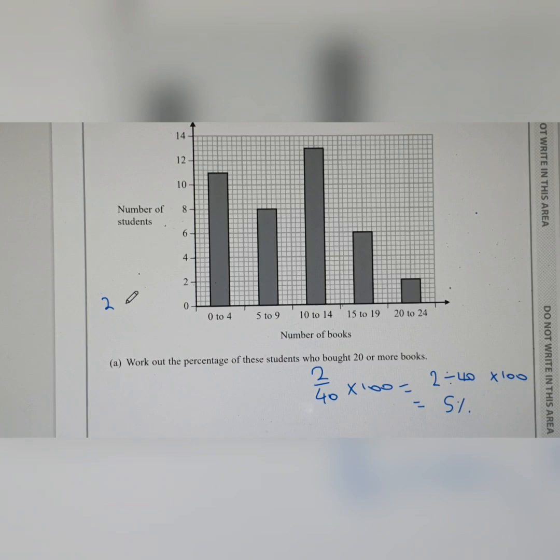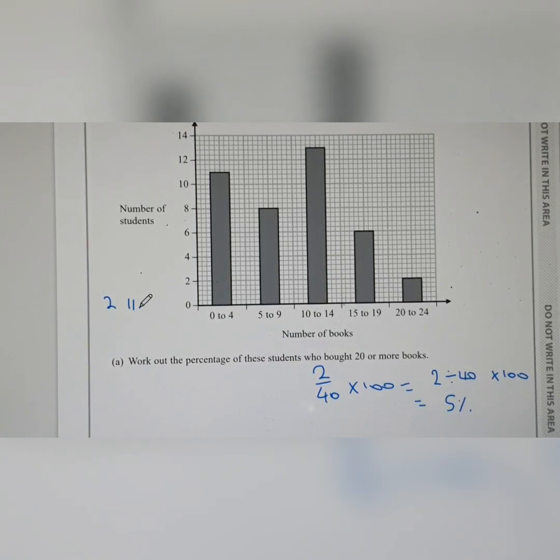So 2 is 11.5, and 5 to 9. So add these two and then divide it by 2. 5 add 9 is 14, divided by 2 is 7, and that's gone up to 8. And then 10 add 14 is 24, divided by 2 is 12, and that's gone up to 13.5. And then you're going to keep going for these 2 more bars.